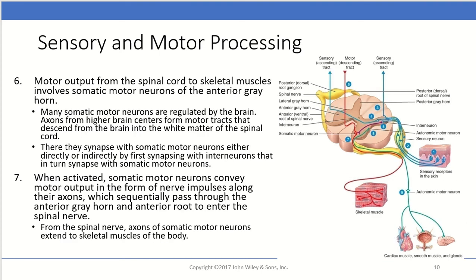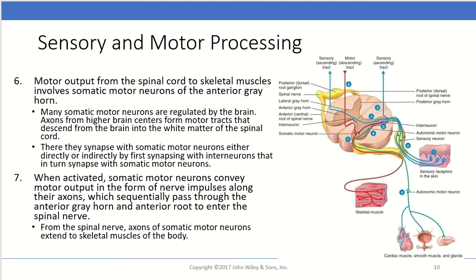So from there, once one of these pathways has occurred, the motor output from the spinal cord to the skeletal muscles is going to involve somatic motor neurons in the anterior gray horn. Many of these somatic motor neurons are regulated by the brain, and axons from higher brain centers form motor tracts that descend from the brain into the white matter of the spinal cord. There, they are going to synapse with the somatic motor neurons either directly or indirectly by first synapsing with interneurons that in turn synapse with those somatic motor neurons.